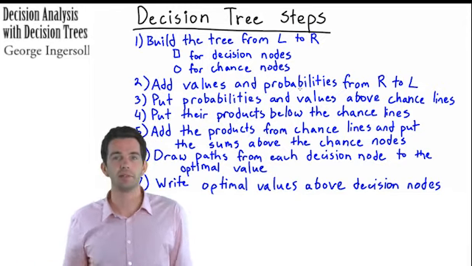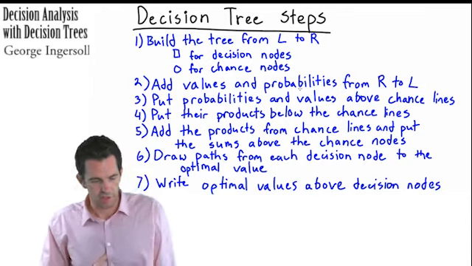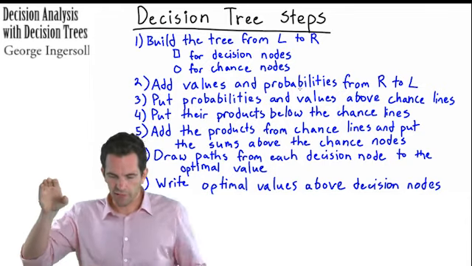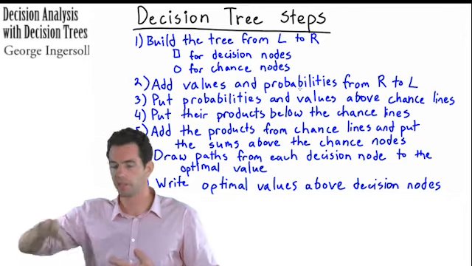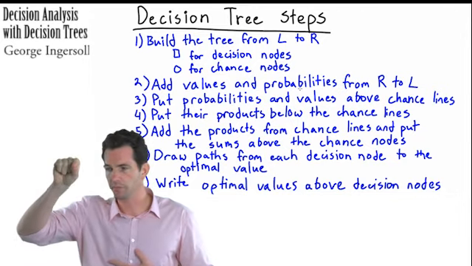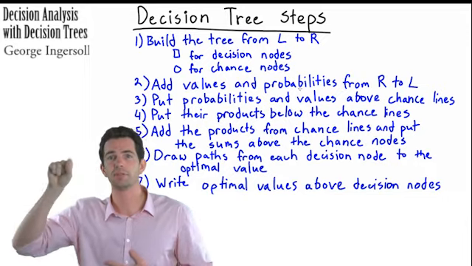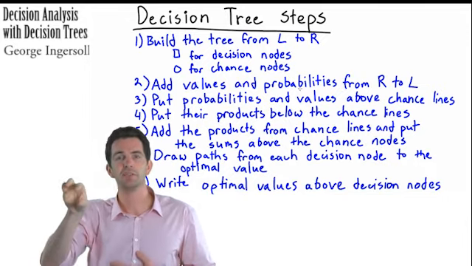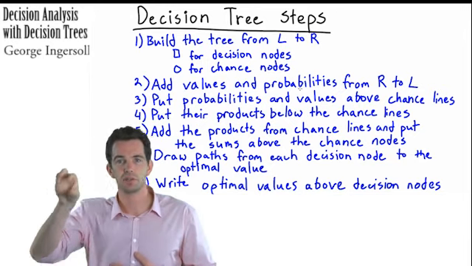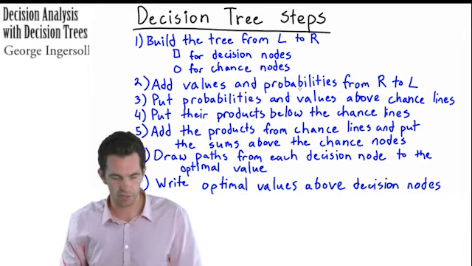This is just the way I do it. Lots of people have different approaches. And then we're going to take the products from the chance lines. We're going to add them all up, depending on how many prongs we have coming off that chance line. When we multiply the chance times the value, we're going to add those up, and we're going to put the sum above the chance node. That's sort of the value associated with getting to that chance node.